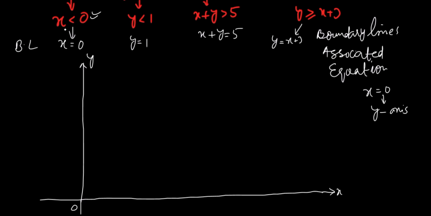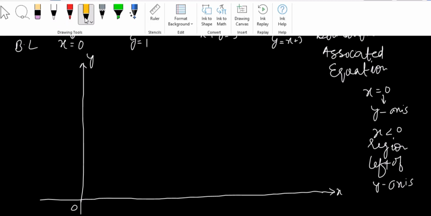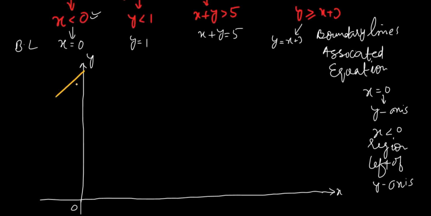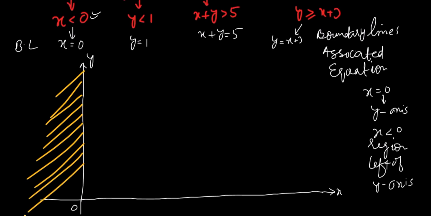And x less than 0 shows the region to the left of the y-axis. X less than 0 means region left of the y-axis. So where is the region left of the y-axis? This whole region is to the left of the y-axis. So this shows the shaded region. The shaded region shows x less than 0.